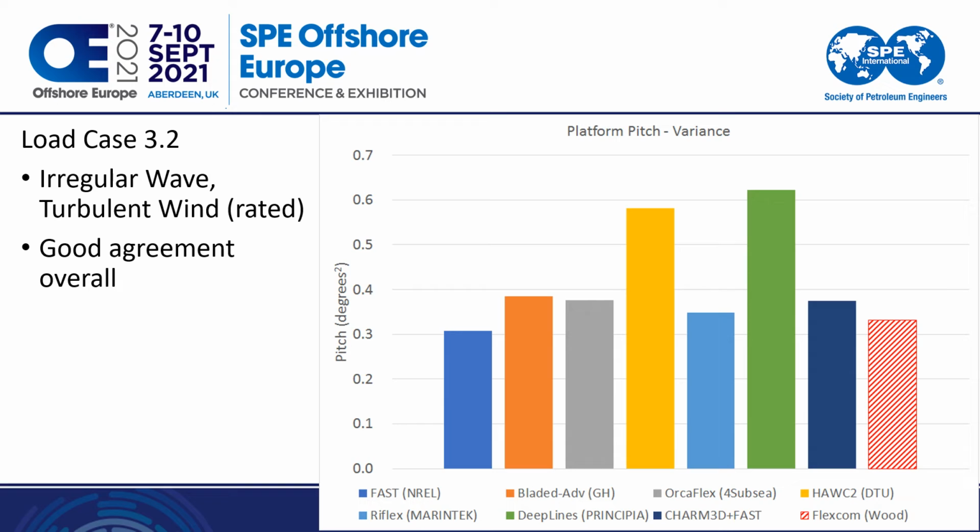Looking at the correlation between the different modeling tools there, Flexcom on the right hand side shown in red is in very close agreement with most of the tools. So the variance in pitch is in good agreement. There are 1 or 2 tools which apparently overestimate or are beyond the median or the average of the pitch here, but broadly speaking, our new simulation tool is in very close alignment with most of the other tools which are out there in industry for the platform pitch.